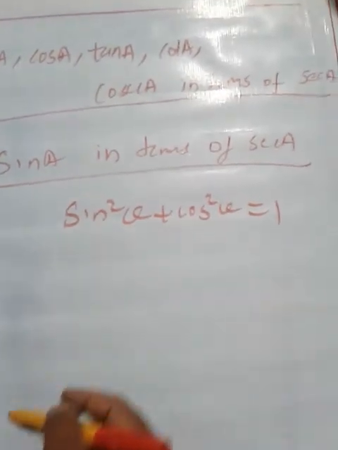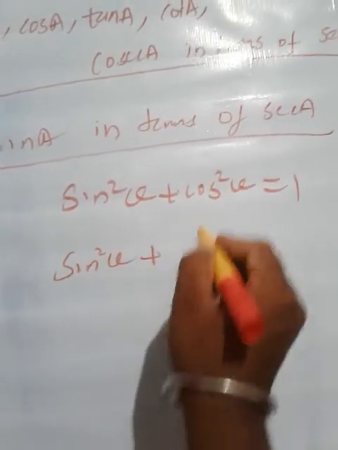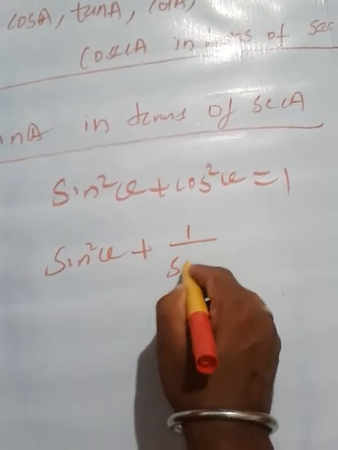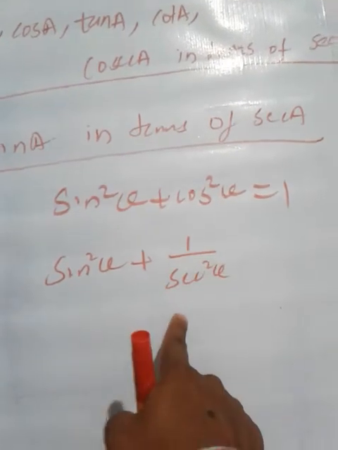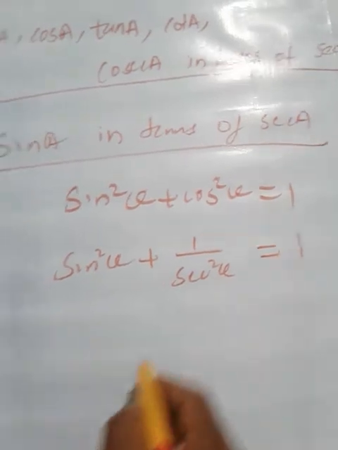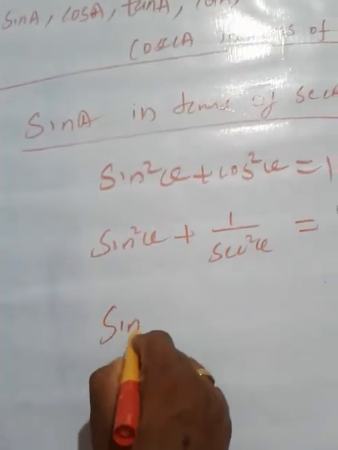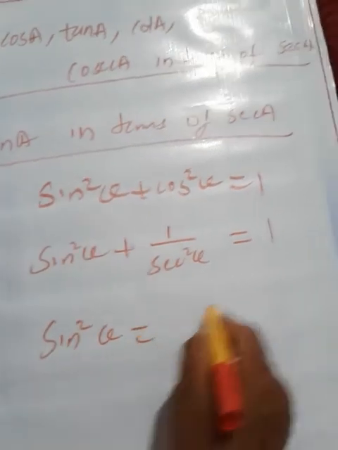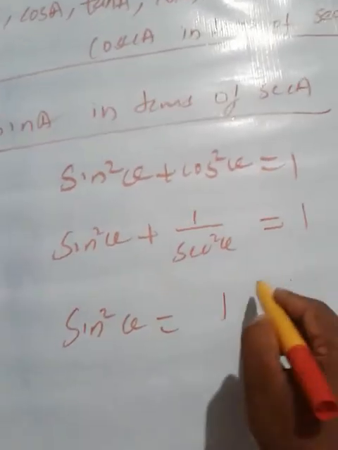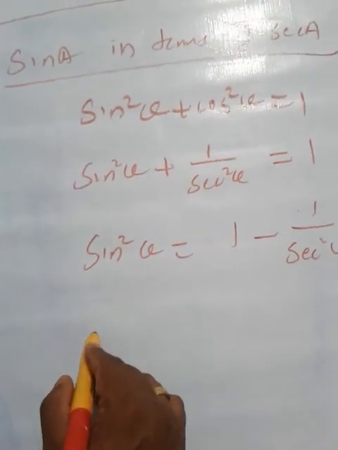So we can use that identity. So what I have to do: sin square theta plus cos square theta, I can write it as 1 by sec square theta, because cos is the inverse of sec, is equal to 1. And I have to express sin A in terms of sec. So LHS should contain only sin. So sin square theta is equal to, right side is 1, take this term to the right side, minus 1 by sec square theta.